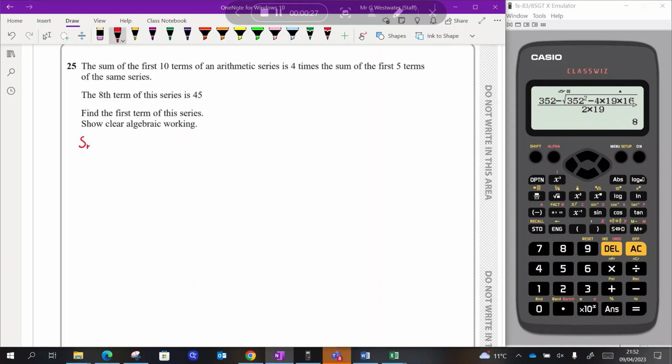So the sum to n is n over 2, brackets 2a plus n minus 1 d. But there is also another formula which isn't at the front, and that's that an individual term, let's call it un, is just a plus n minus 1 d. Okay, and we're going to actually use both of these formulae in this question. I'm going to start off with the first statement. So the sum of the first 10 terms, so that's when n is 10.